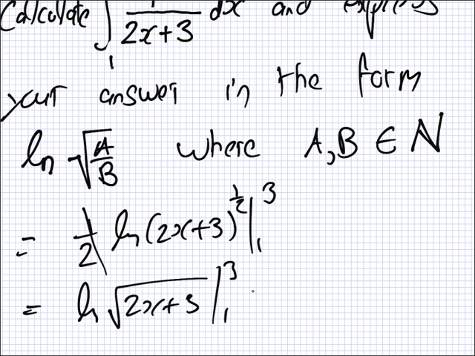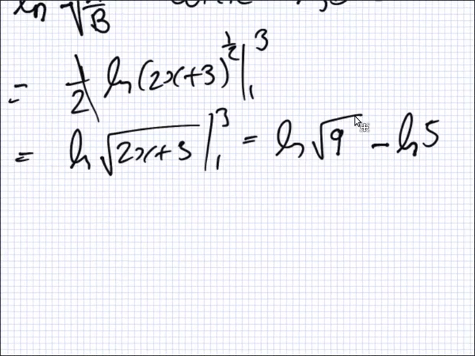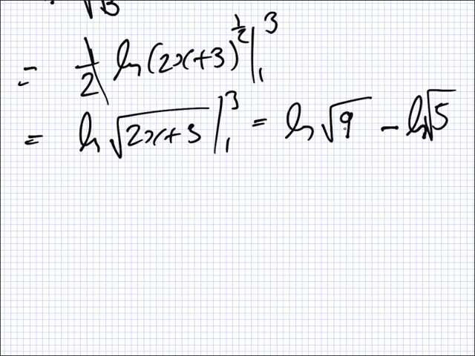Now let's put in our 3 and our 1. So put in our 3 first, we get log root 9 minus log root 5. With the root, sorry. And using our log second rule, this is log root 9 over 5.